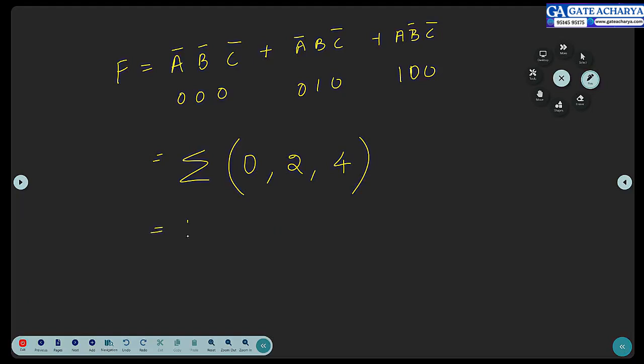Once you know positions of zeros, what are the positions of ones? Whatever is not there. What is it? 1, 3, 5, 6, 7. Now, whenever you are using positions of zeros, you put F bar equal to 1 means what? 0, 0, 1.